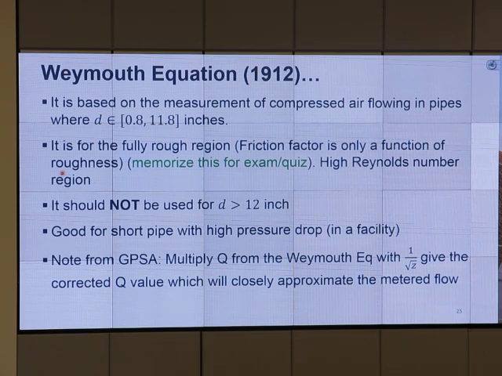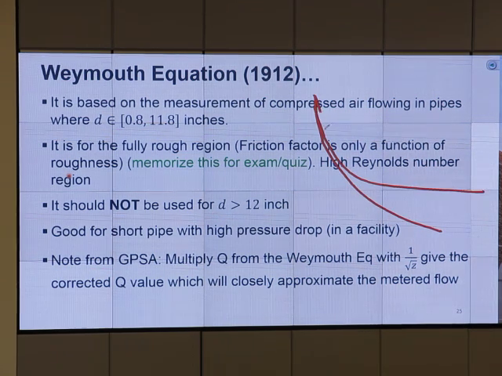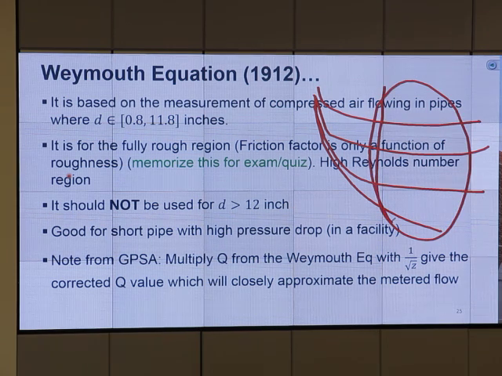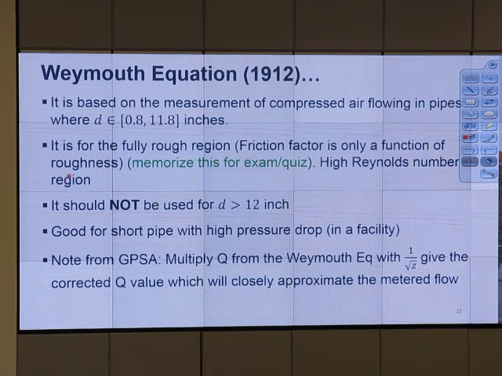Our Reynolds number is very high. If you recall the Moody chart, it looks like this, right? If Reynolds number is high enough, regardless of Reynolds number, friction factor stays the same. It changes only with roughness. So the Weymouth equation is good in that part, when it is the fully rough region. Memorize this for the exam. It's not in today's quiz.